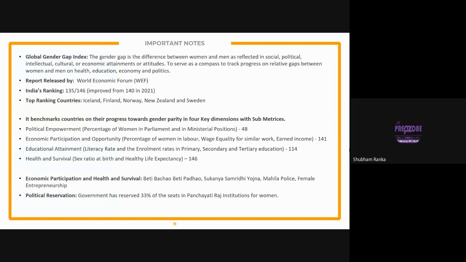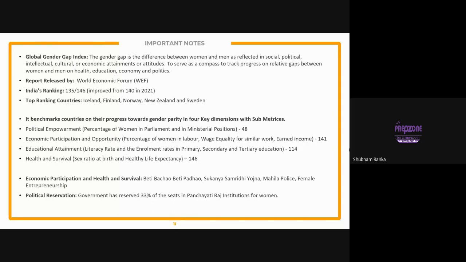And the top ranking countries for this metric is again Iceland, Finland, Norway, New Zealand, Sweden. Nordic, Scandinavian countries that you can see. So again, how it calculates this particular gender gap would be in 4 things. A would be political empowerment, the percentage of women in parliament and in ministerial positions. This is the only metric wherein you see that India का ranking would be very nice. That is 48 out of 146.